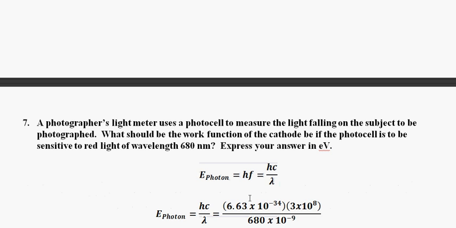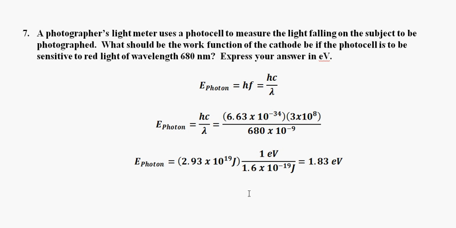Number 7. A photographer's light meter uses a photocell to measure the light falling on the subject to be photographed. Well, that's nice. What should the work function of the cathode be if the photocell is to be sensitive to red light of wavelength 689 nanometers? I may have kind of convoluted that. And then it says express that in electron volts.